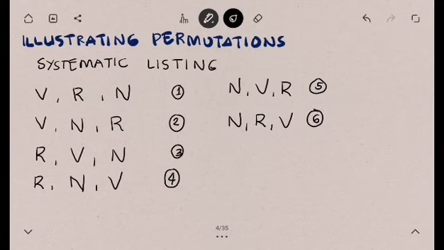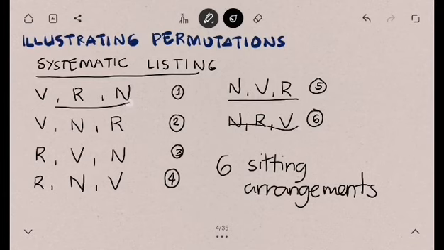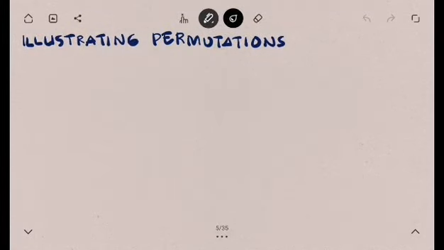Based dun sa ginawa nating systematic listing, we can create 6 seating arrangements based dun sa binigay sa atin na situation. Kung sila ay uupo in a row, meron tayong 6 na seating arrangement. Okay, kung babalikan natin yung problem, nasagot na natin actually yung first at second tasks.